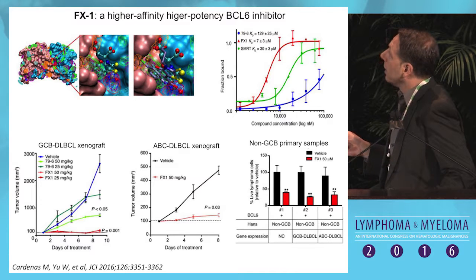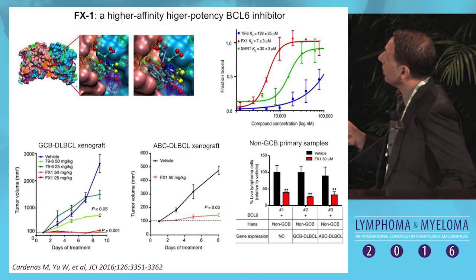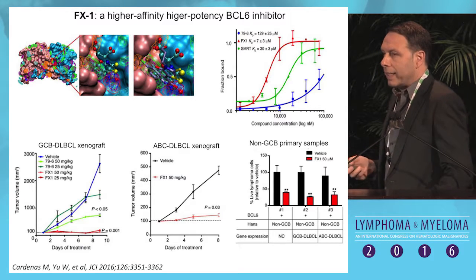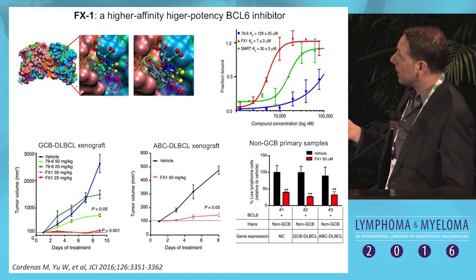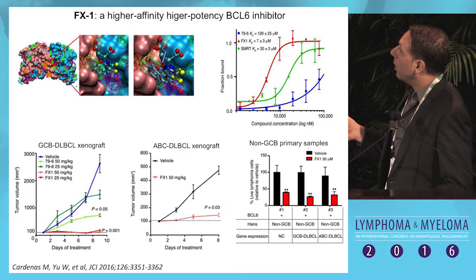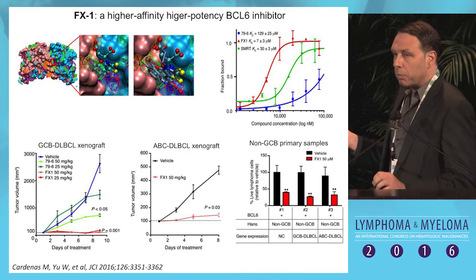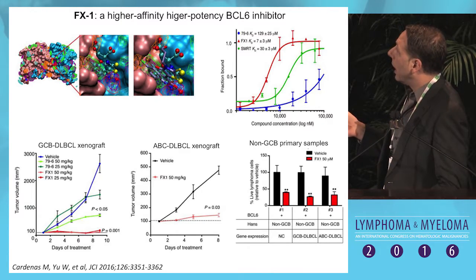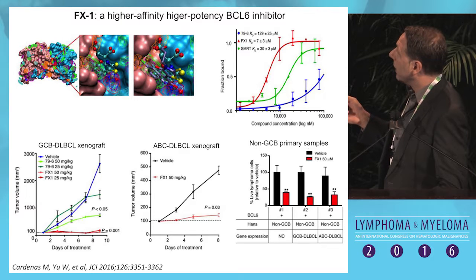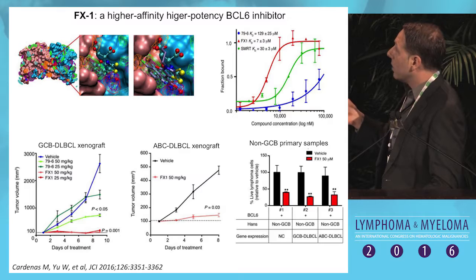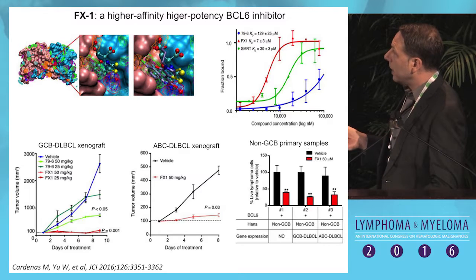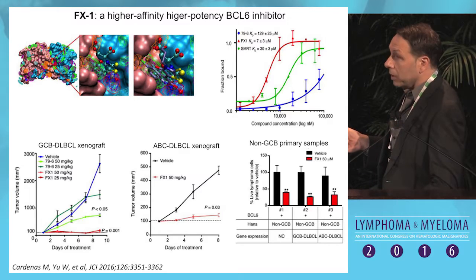It's higher than our previous version. It's called 79.6. It works through the same binding domain, the BTB domain of BCL6, represented here by the dimer in blue and in pink. So the drug binds to the same pocket with much higher affinity, even higher than the endogenous ligand, which is the co-repressor SMRT. A consequence of this is that it is highly potent in vivo.